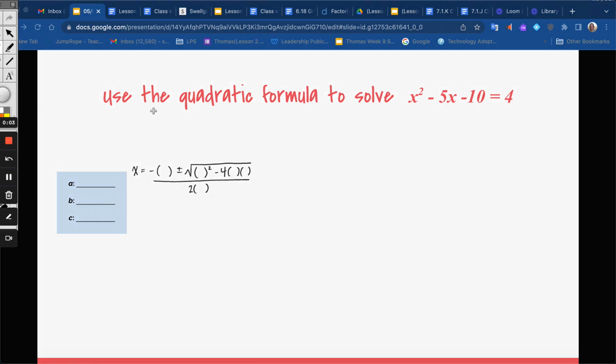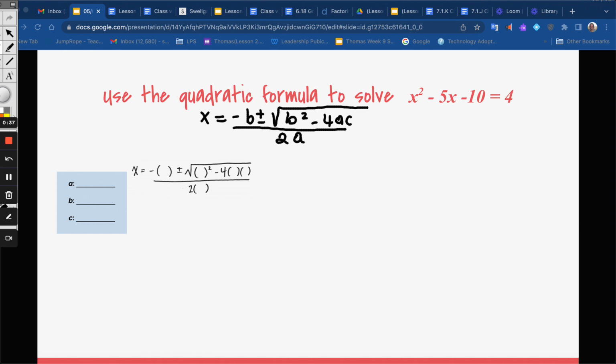Hi everyone. So welcome. Today we're just going to be reviewing what it means to solve a quadratic using the quadratic formula. First, we have to recall that the solution is given by x is equal to minus b plus or minus the square root of b squared minus 4 times a times c, all over 2 times a.